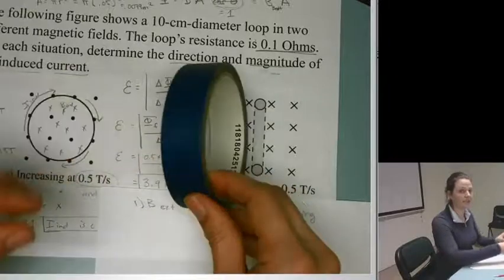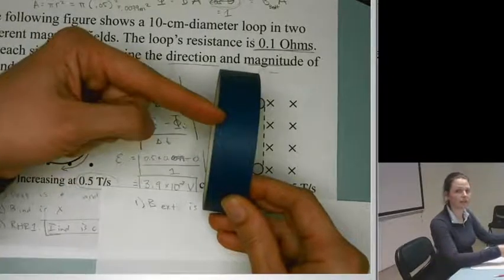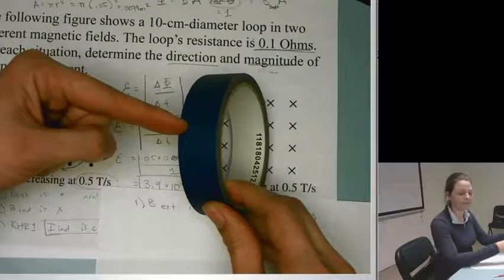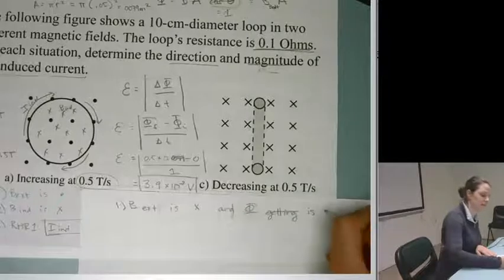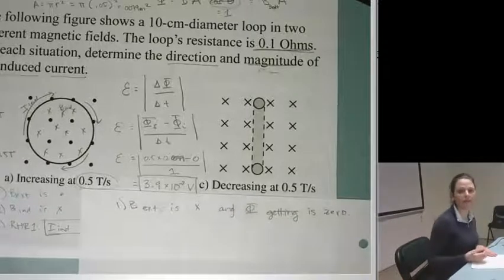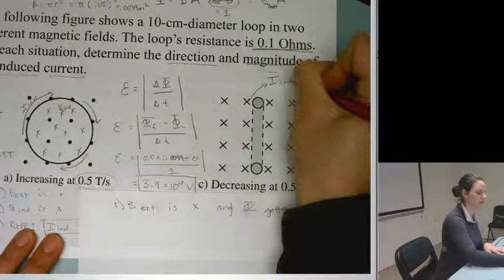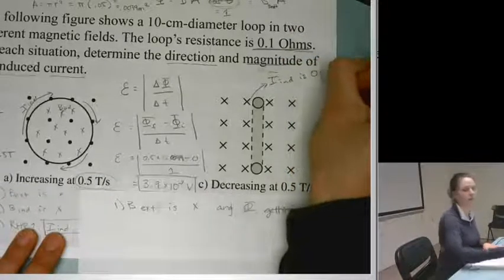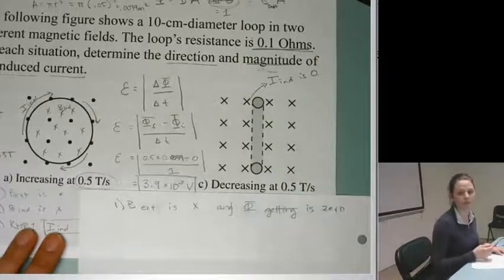It doesn't matter what the magnetic field does. There will be no current induced in this loop unless it has a little bit of a tilt to it. So flux is 0. For this one right here, I induced is 0, and you're done. There's no induced current in this loop because there's no flux through that loop.